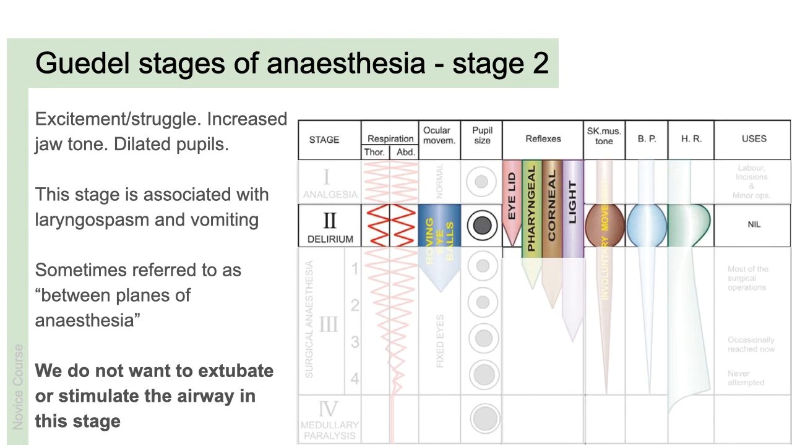You may have heard clinicians talk about patients as they wake up saying, oh, they're still a bit too deep, or they're between planes of anaesthesia. Or you might have had discussions at debrief sessions of patients who've had laryngospasm and said, well, I think they were probably a bit light, or they were between planes of anaesthesia to be extubated. This is the stage that we're talking about. So we do not want to extubate or stimulate the airway in this stage. We want to support the patient and keep them comfortable, unperturbed, while they progress through this stage.